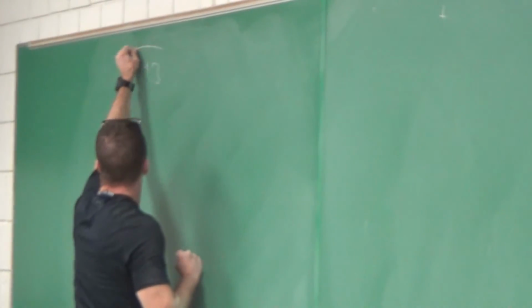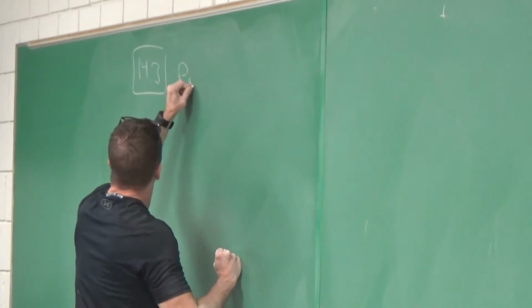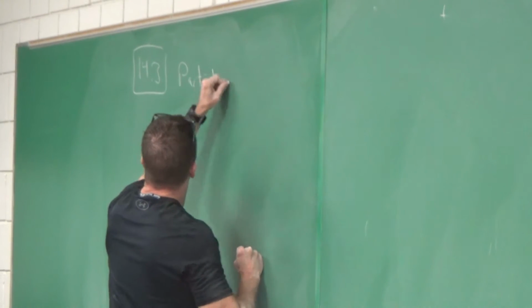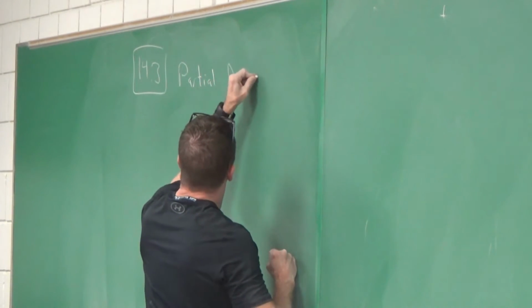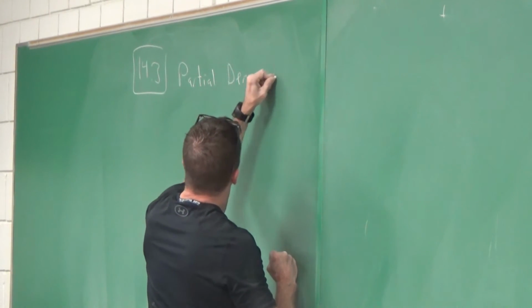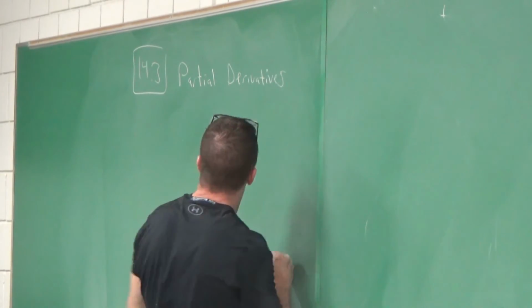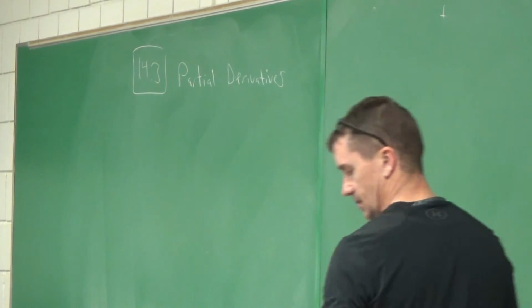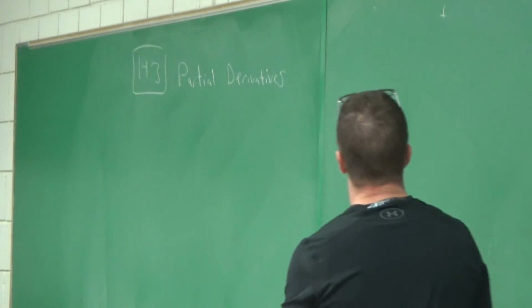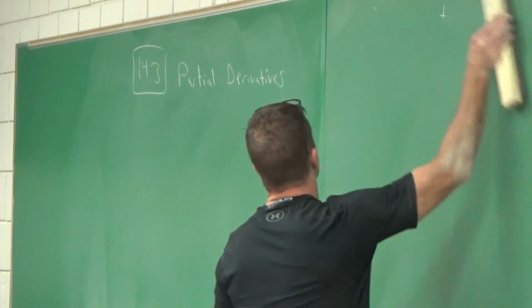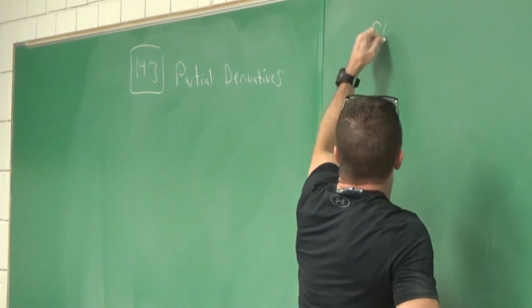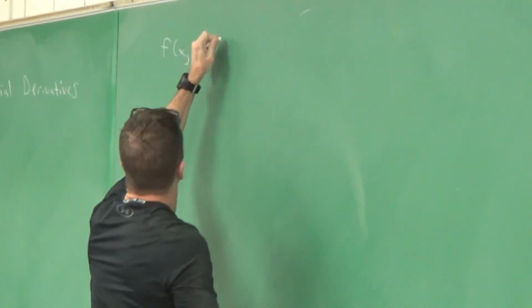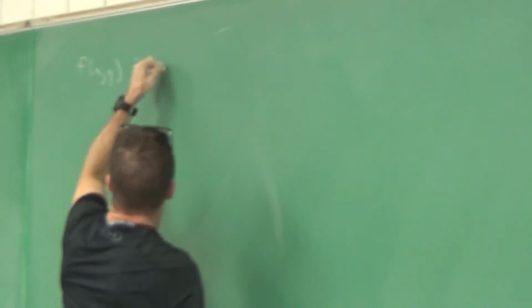partial derivatives. Let me write this down right here. This is in section 14.3. Partial derivatives. All right. So, my first example, how about this? Function of x and y equals x squared y cubed.